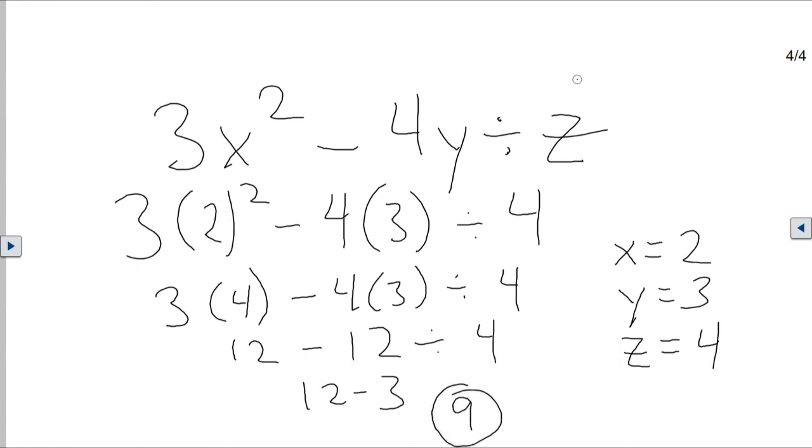So again, very similar to what we've covered. Follow your order of operations. Just substitute your numbers in there. Again, be careful with things like a number next to a variable. That doesn't create a separate number. It means multiplication. Do all your substituting, follow your order of operations, and you should be fine.